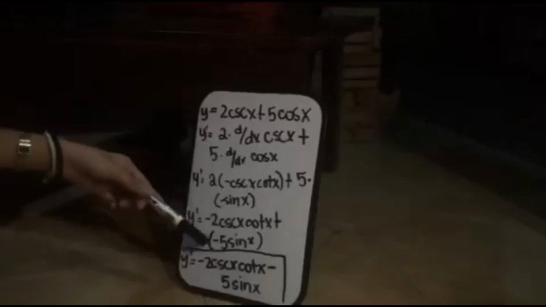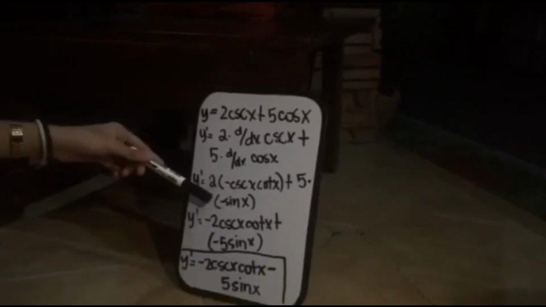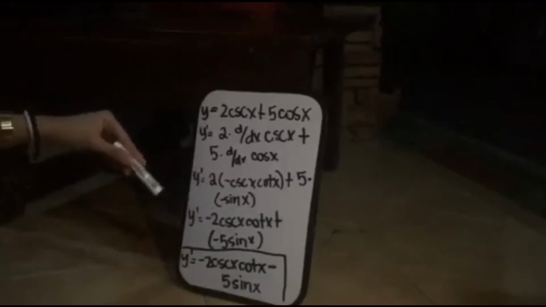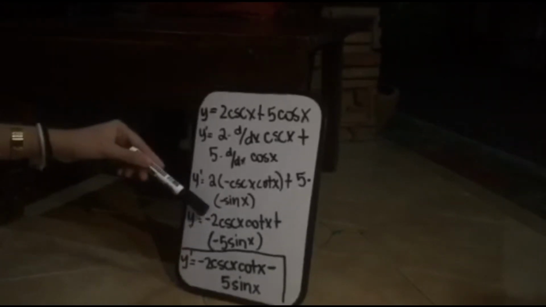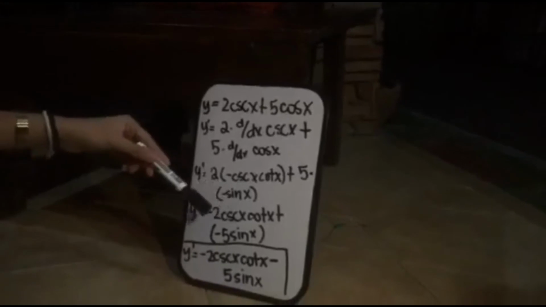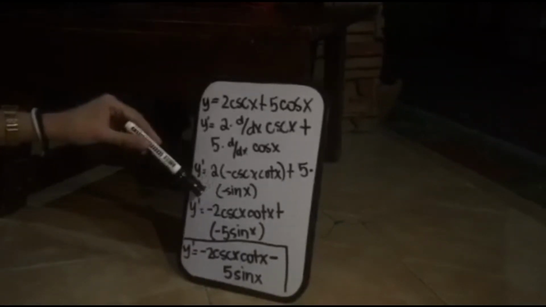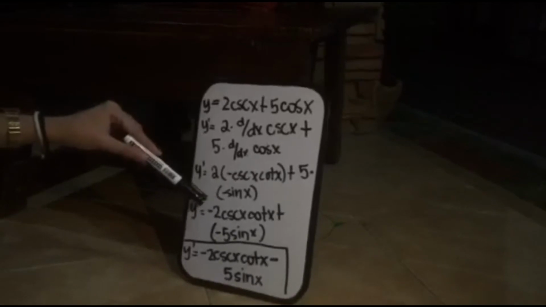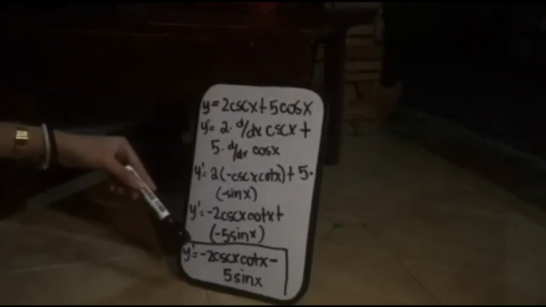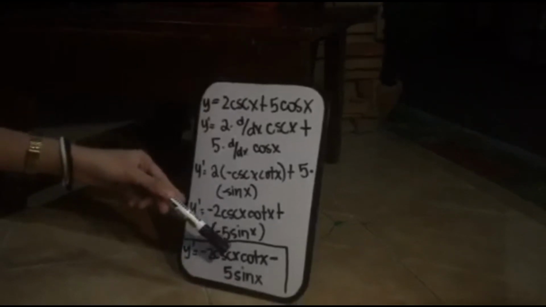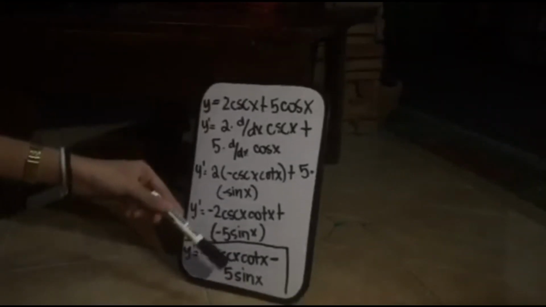Negative 5 sine x kasi, di ba, may negative siya. So, ikakopy lang natin yung negative na sign. So, after natin makuha yung negative 2 cosecant x cotangent x plus negative 5 sine x, pwede pa natin siyang i-simplify. Kaya, ang magiging final answer natin is negative 2 cosecant x cotangent x minus 5 sin x.